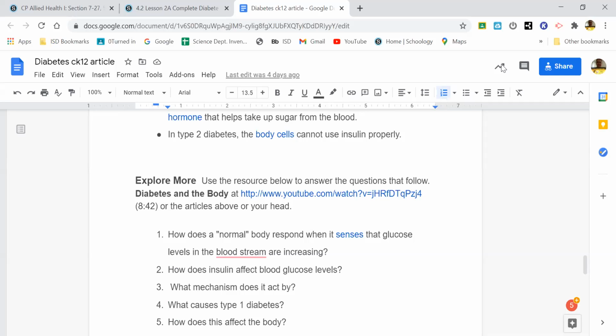The other thing, what mechanism does it act by? It acts by negative feedback. It's called negative feedback because it's trying to reduce the effect of blood glucose levels. Wait, can you spell that? Negative? Oh, I thought you said something. That was my fault. All right, no problem.